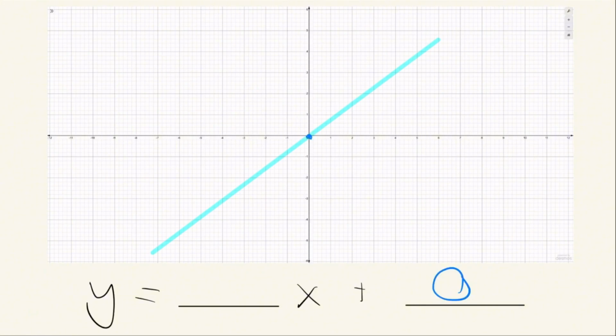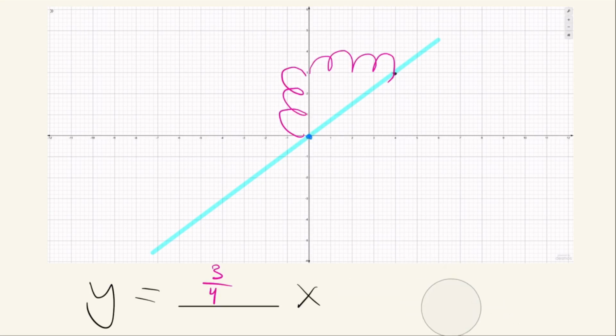So the next point that I see is right up here. So let's calculate the slope. It goes up 1, 2, 3, and it goes over 1, 2, 3, 4, meaning our slope is 3/4. But this isn't really the equation because there's a 0, so you erase that and that would be your equation.